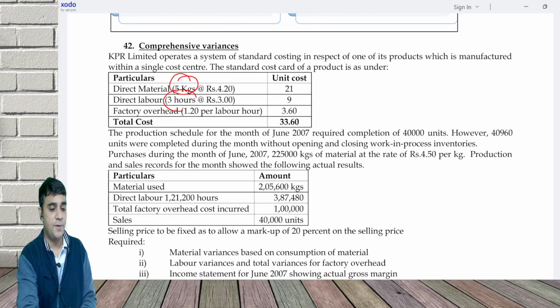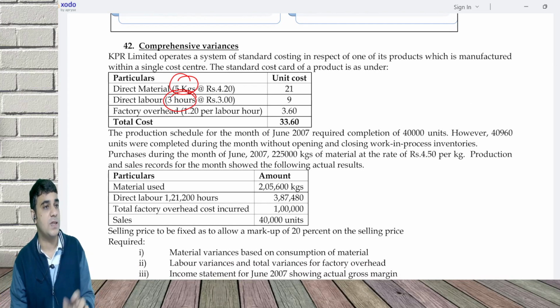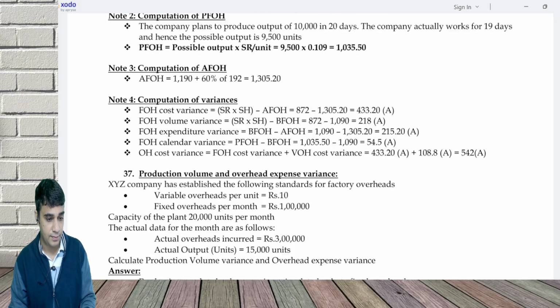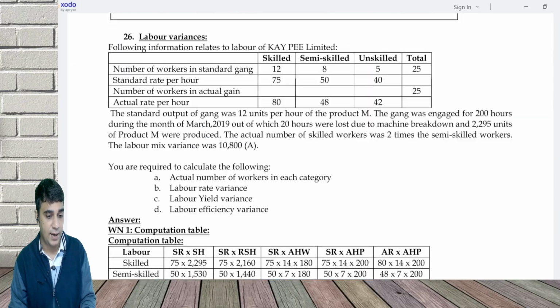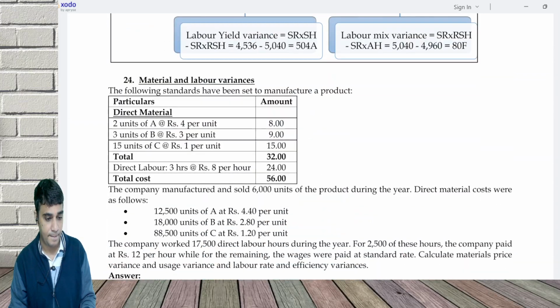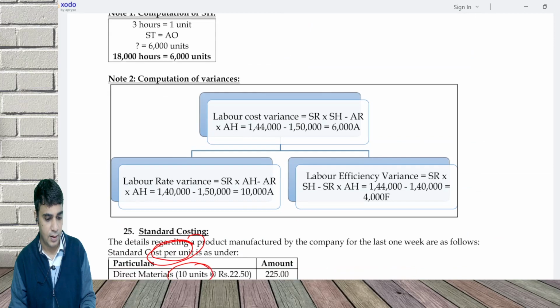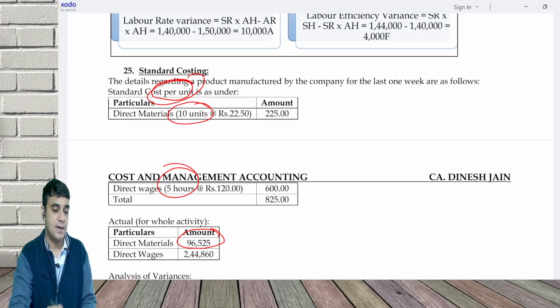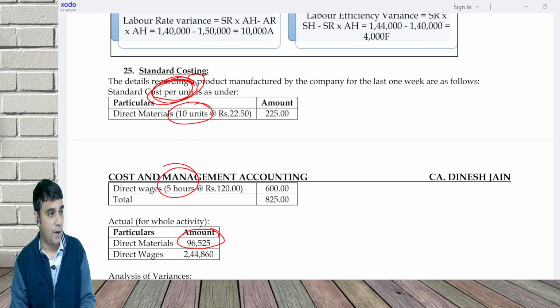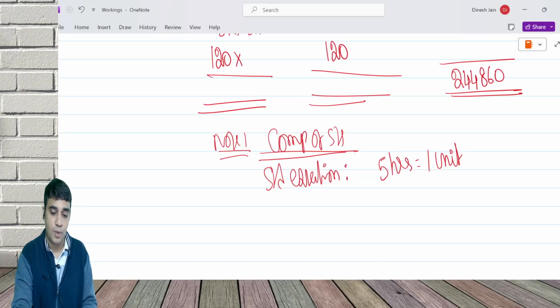Similarly, 5 kg, 3 hours, all this will give you the standard equation. Input output ratio is 5 is to 1, and the standard equation for labor is 1 unit is equal to 3 hours. In this question, the standard cost card is very clear. The cost card says per unit you will need 5 hours. Now write 5 hours equal to 1 unit.